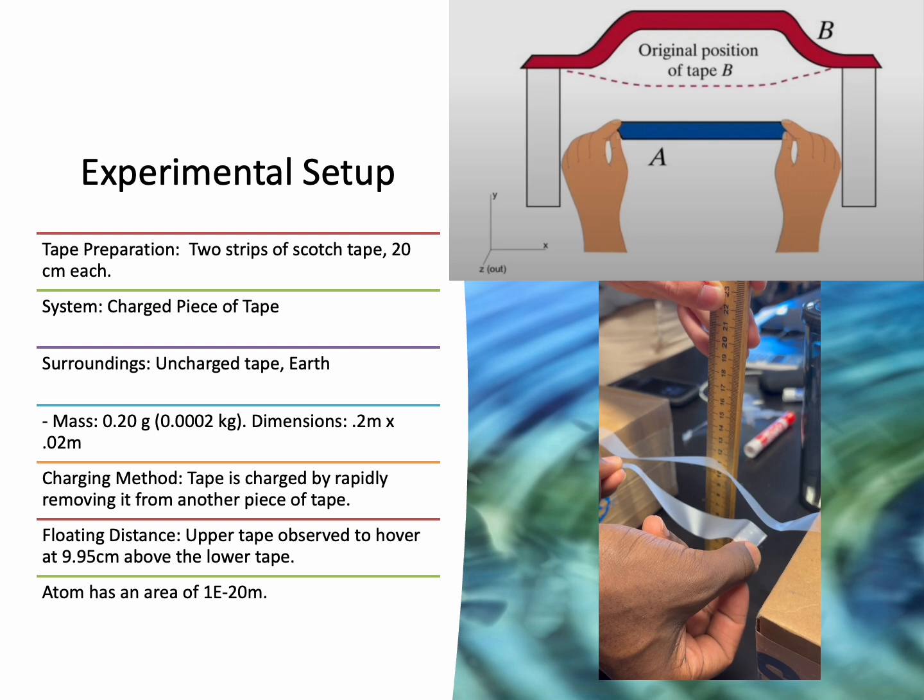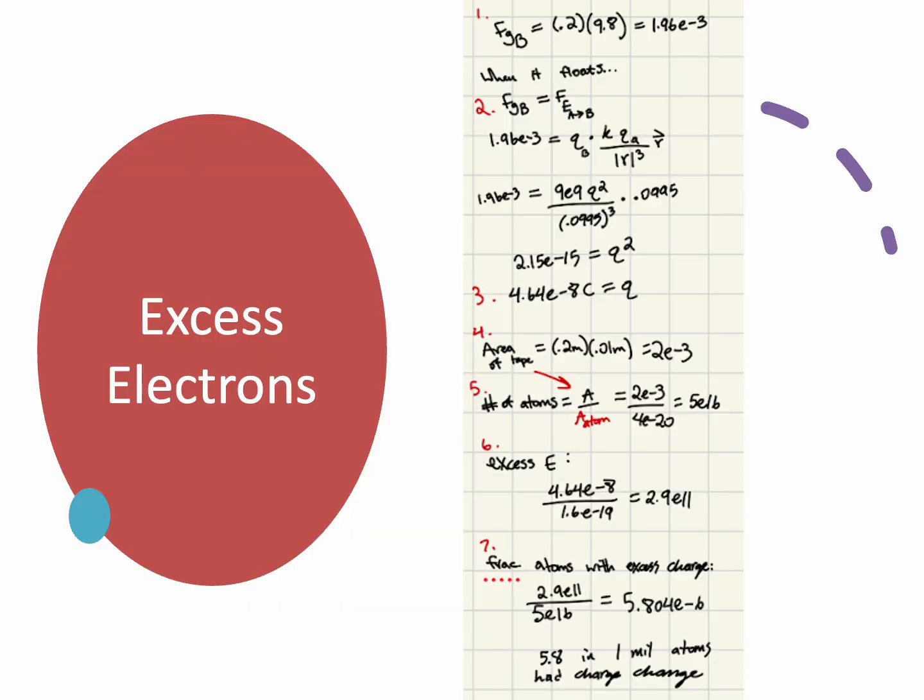The floating distance that we observed would be about 9.95 centimeters above the lower tape. Additionally, for the further calculations in this lab, an atom will be given an area of about 1 times 10 to the negative 20th square meters. One of the goals of this experiment was to calculate the amount of excess electrons present. Here I will walk you through those steps.